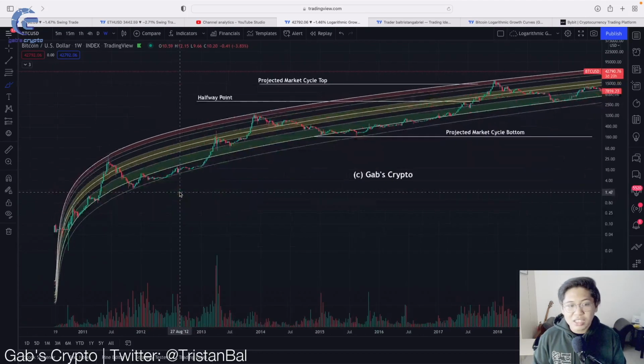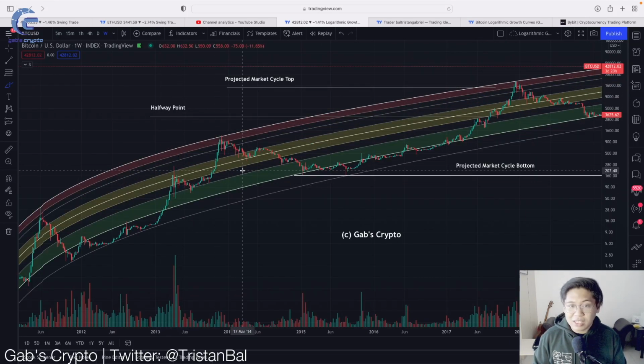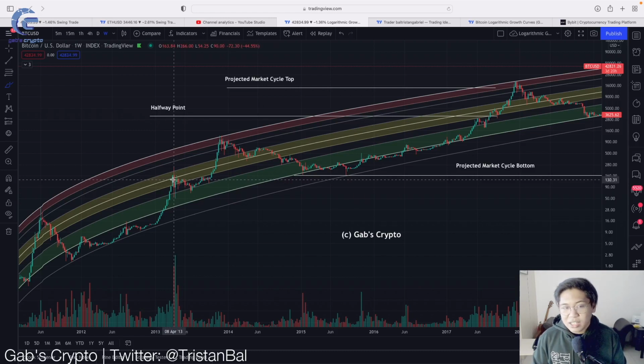And then as you can see, we are also able to get the halfway point. The halfway point would be determined by this middle deviation ng ating Fibonacci retracement. This is actually around the 50% ng ating Fibonacci retracement. And then you can actually see na in ating halfway market cycle point, this was actually the first data point na nagkaroon tayo ng halfway point. And then ito naman yung second data point na nagkaroon tayo ng halfway point.